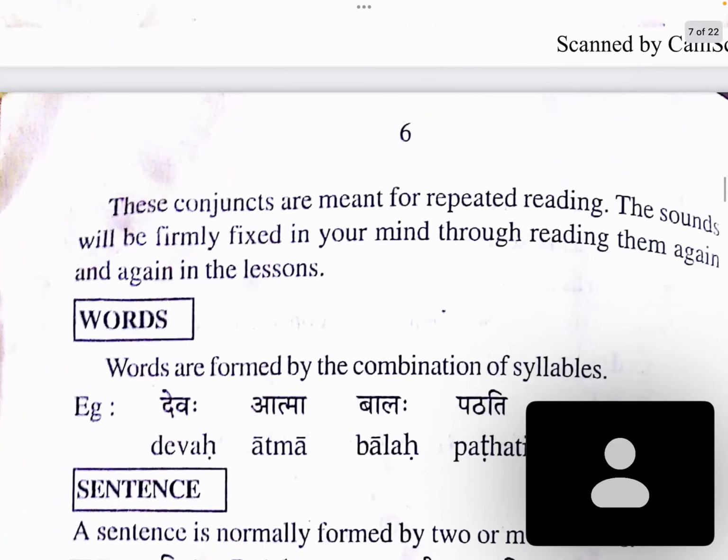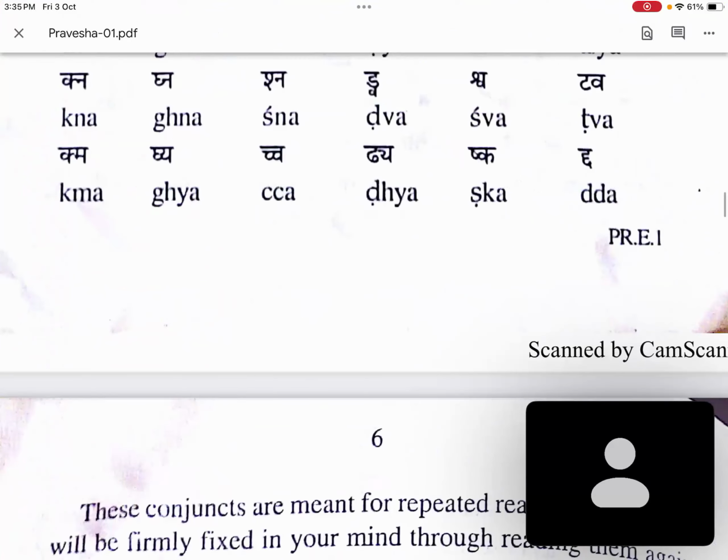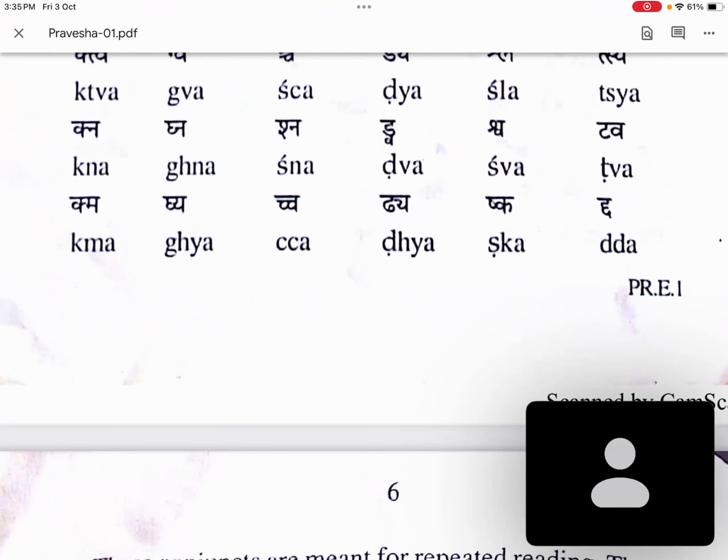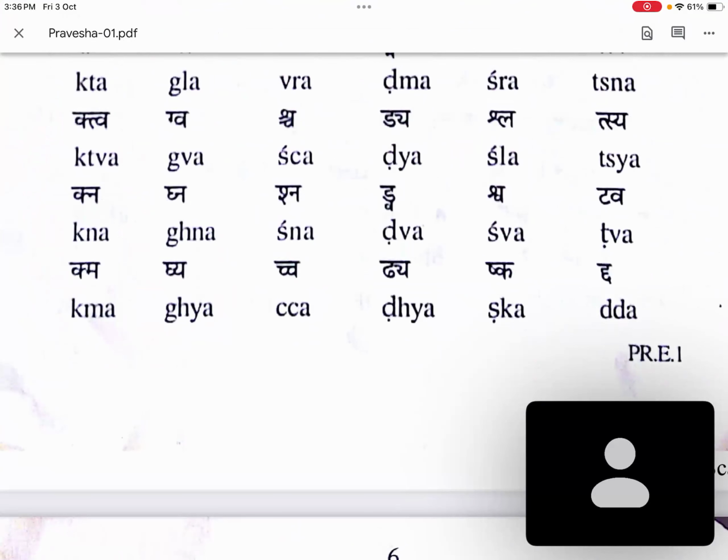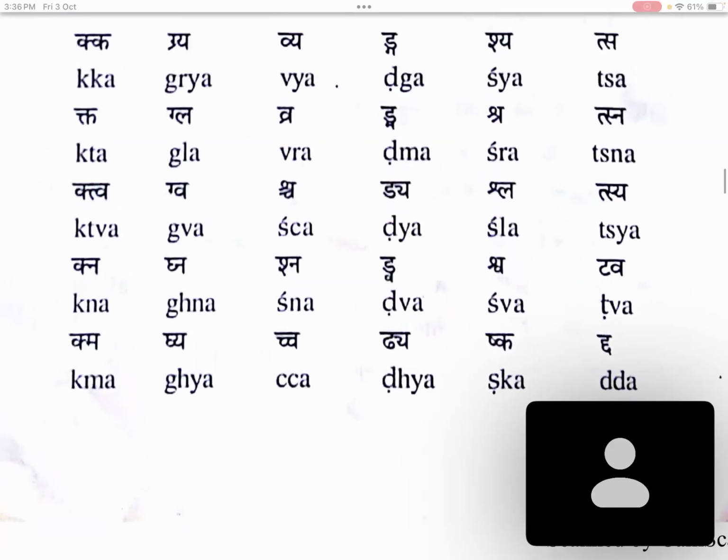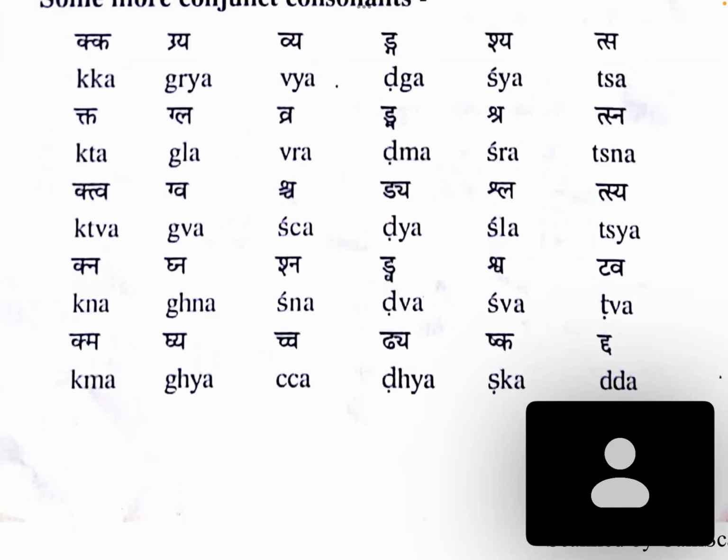Now, after this conjunct consonants also are done, igna, ishna, idva, ishva, tava, ikma, sukma, gya, sh, dya, shka, dha, shla, sya, dya, sh, va, tva, ta, gla, vra, dha, shra, sna, sa, shya, dha, vya, glya, ka.